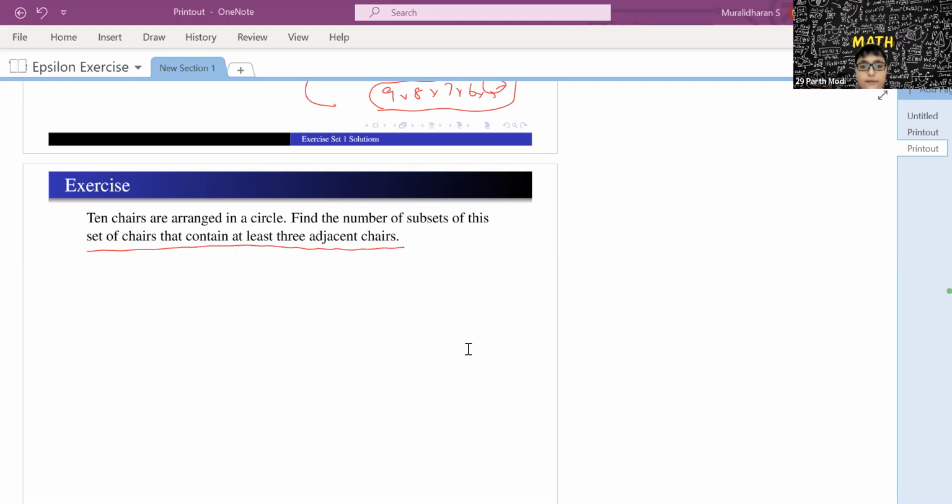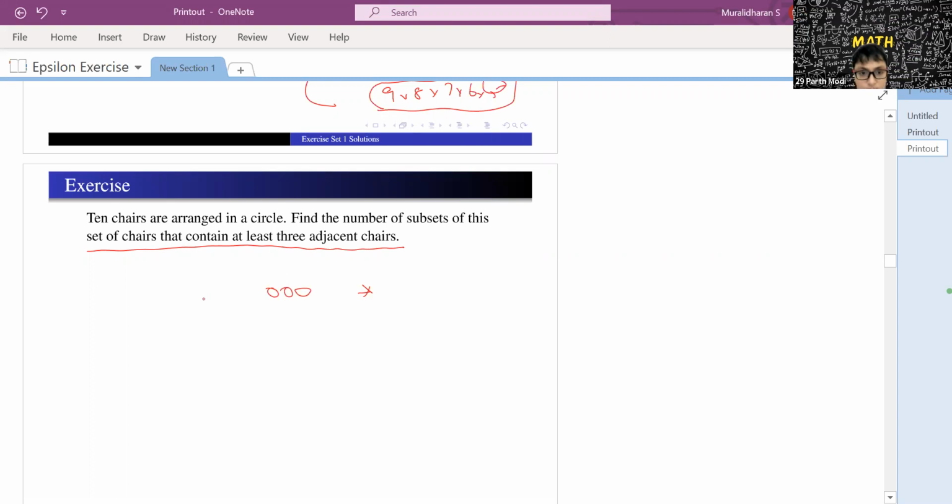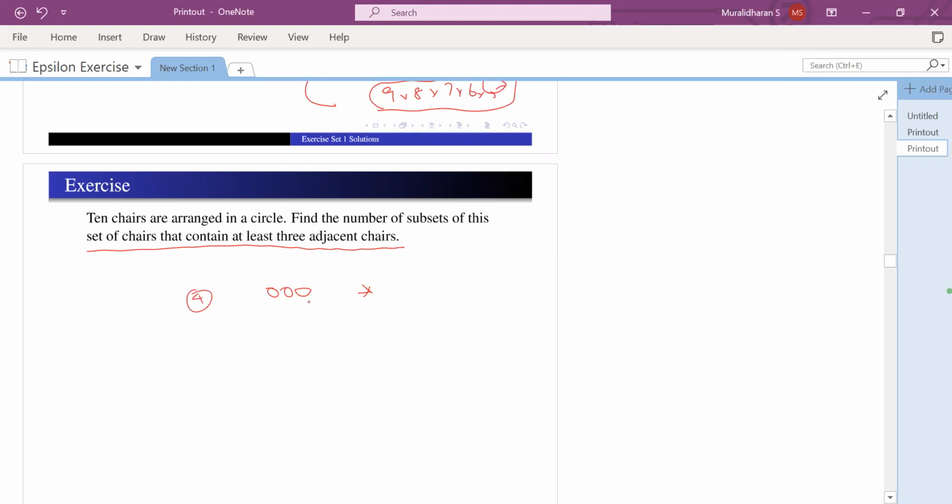And if there are 5 chairs, then what about in the case of four chairs? Three are adjacent, the other is not. In the case of four chairs, three will be adjacent, the other is not. How did you count that?